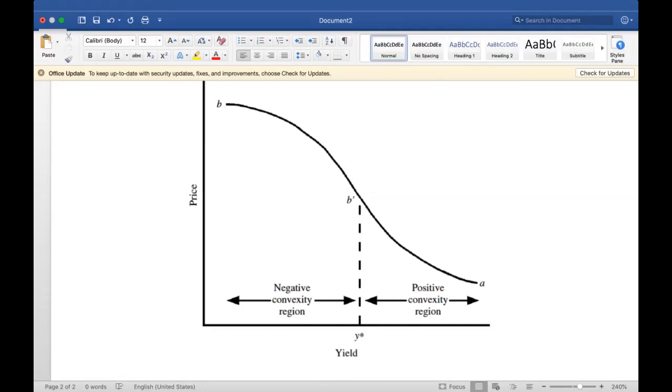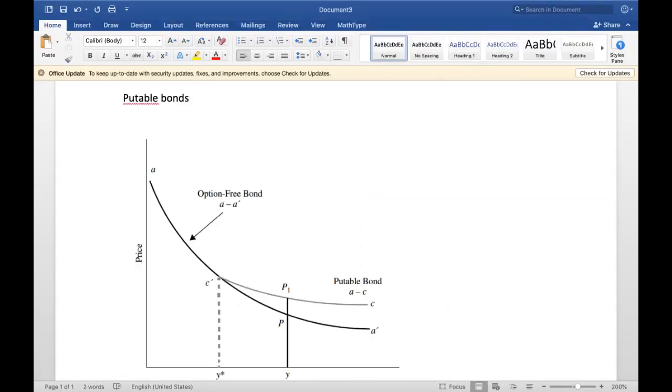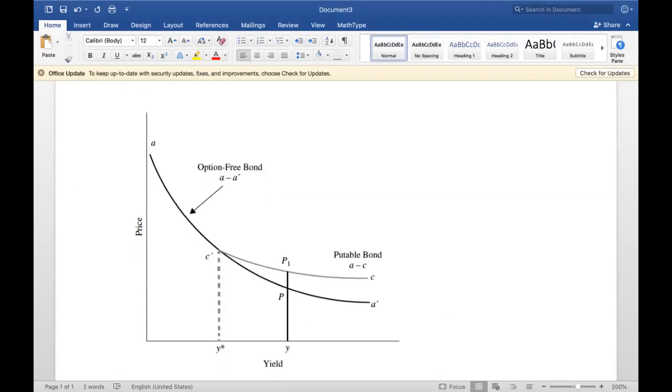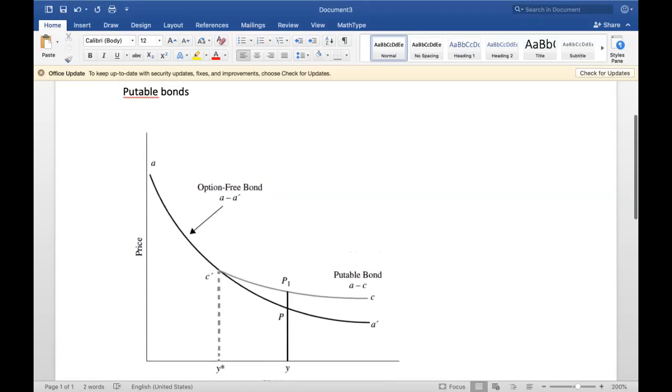Now let me go back and discuss the puttable bonds. What you see here is the price relationship for puttable bonds. What is a puttable bond? It's a bond which may be redeemed by the bondholder, meaning the investor, on the dates and at the put price specified in the indenture. Typically, the put price is set very close to the par value. The advantage to the investor is that if yields rise and the value of the bond falls, they can sell the bond at par value to the issuer. If the put price is par value, this means that if market yields rise above the coupon rate, the bond's value will fall below par and the investor will then exercise the put option.